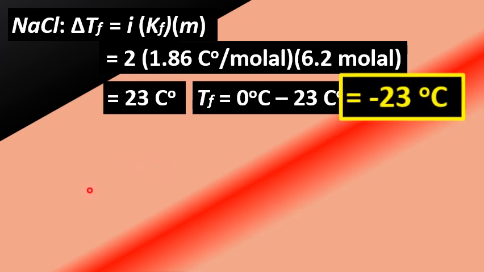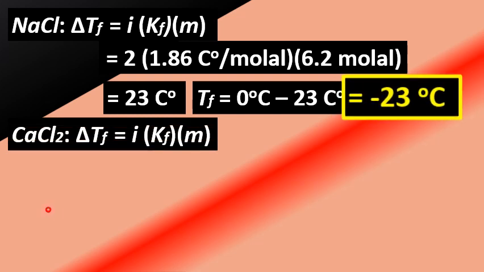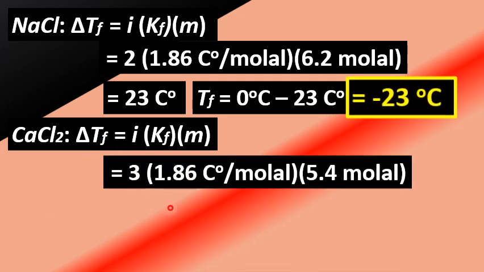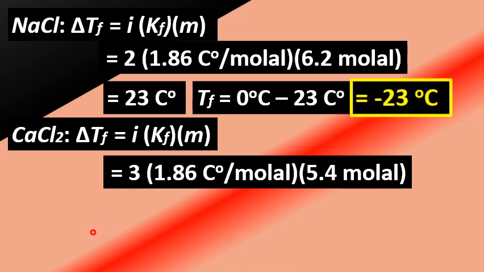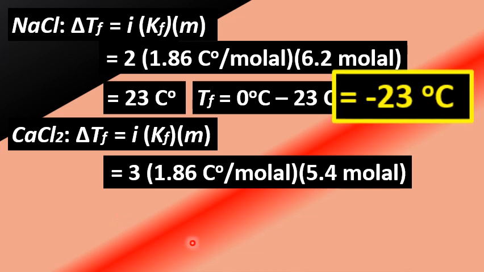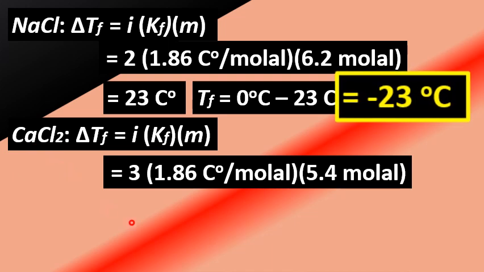Likewise, we do the same procedure for calcium chloride. All right? So, using the same formula for determining the delta T sub F, take note, the Van Hoff index for calcium chloride is equal to 3, because when calcium chloride dissociates in water, there will be 3 ions, 1 calcium positive ion and 2 negative chloride ions. That's a total of 3.